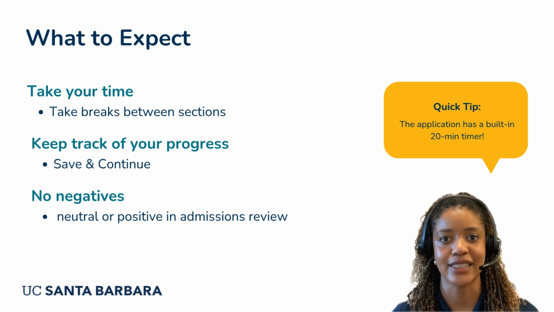For security reasons, the UC application has a built-in 20-minute timer that will log you out of the application if inactive. For this, we recommend writing your responses to the personal insight questions on an external document. You can select an option on the application's first page to have the personal insight questions emailed to you. Please remember that nothing you put in the UC application will be used against you. All information is either neutral or positive in the admissions review, so you can feel comfortable about answering every question and providing the UCs as much insight about yourself as possible.